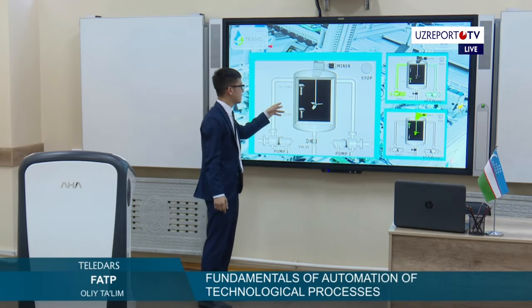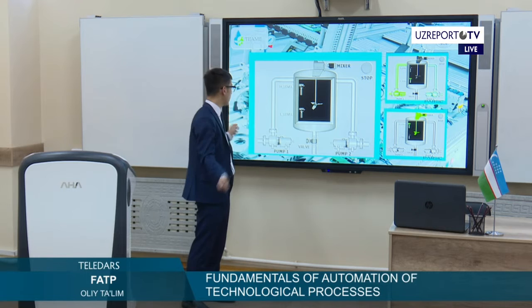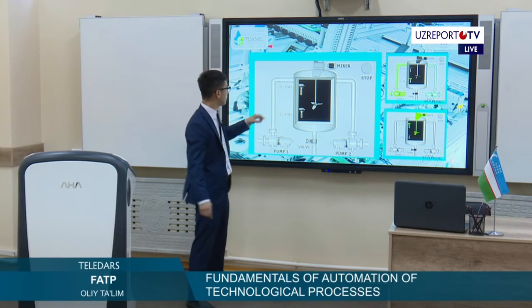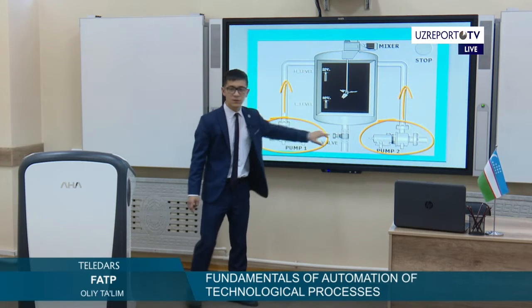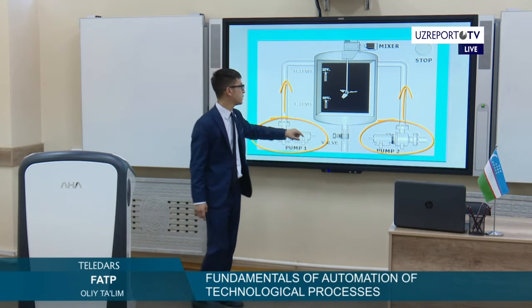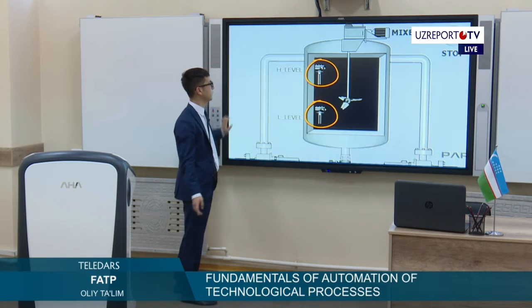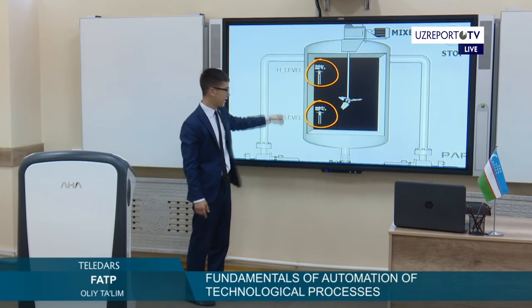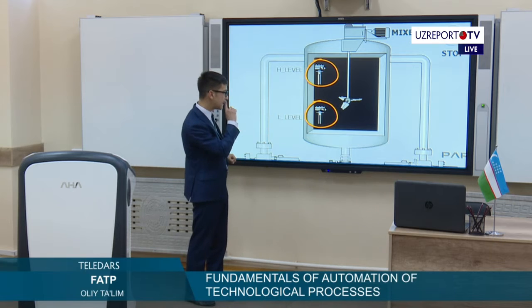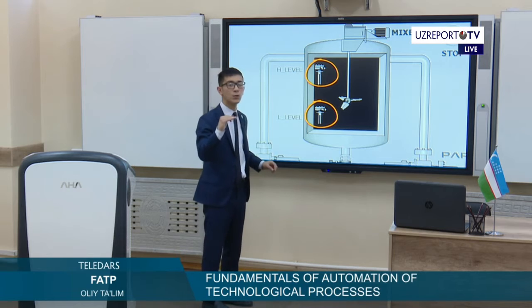And we have two sensors. These two sensors will tell about the low level of liquid and the high level of liquid. When we start to work with the two pumps, pump number 1 and pump number 2, and the liquid is coming to the tank, the two sensors of high level and low level must give a signal according to the valve, according to the liquid flow.